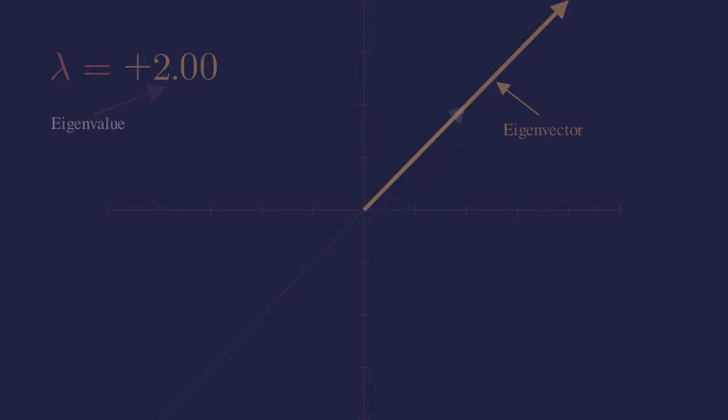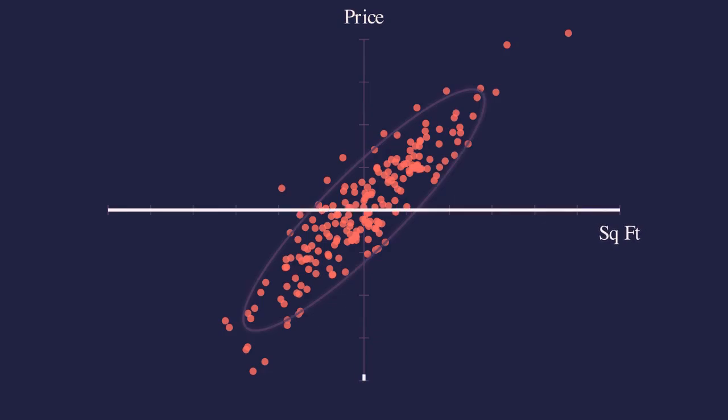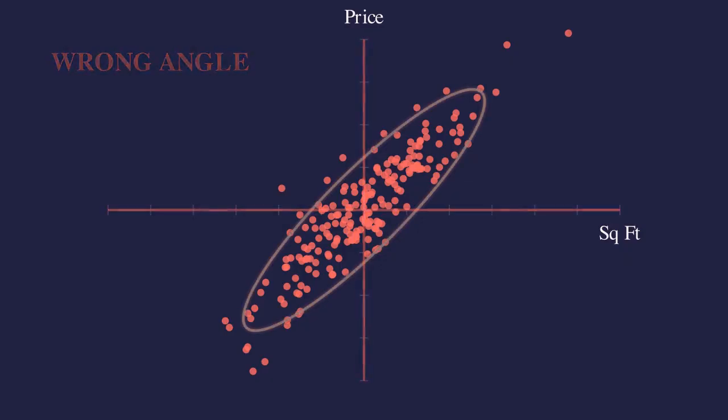Wait, why do we care? Why does a data scientist need to find this hidden axis? Because usually data doesn't come in a nice grid. It comes as a messy cloud. Imagine this is a data set of two variables, maybe square footage versus house price. The data has a shape, it's not a circle, it's an ellipse. If we just look at the x-axis or y-axis, we miss the relationship. We are looking at the data from the wrong angle.